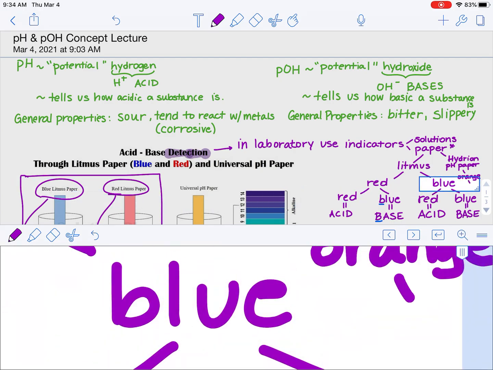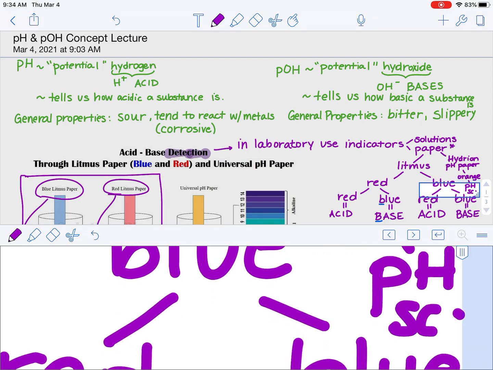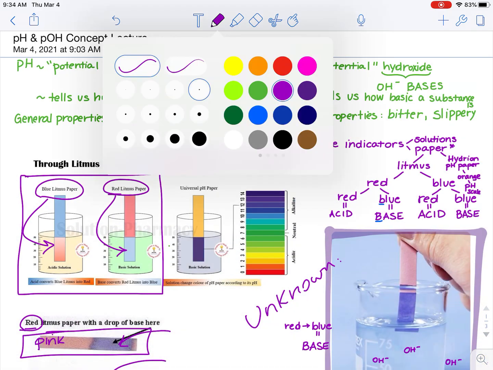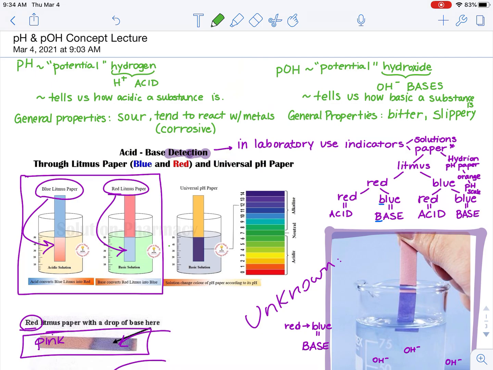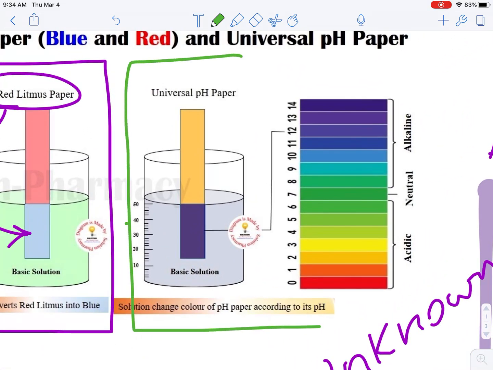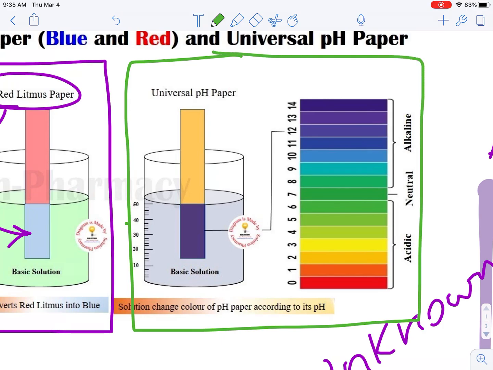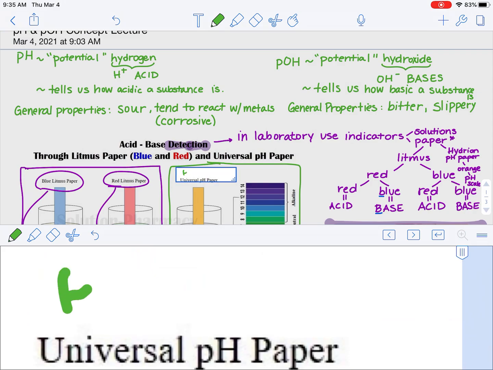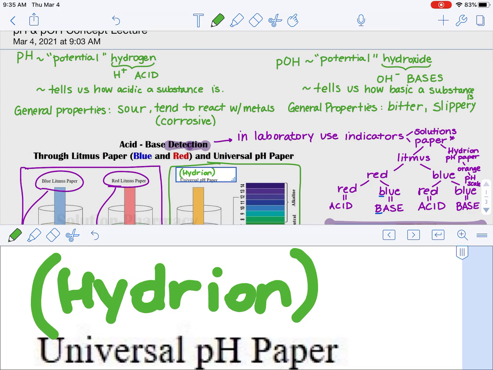It's orange in color, and the only way to tell whether we have an acid or a base is comparing it to the pH scale. I'm changing to green ink now, and I'm coming to the illustration, and I'm showing you this universal pH or Hydrion paper.